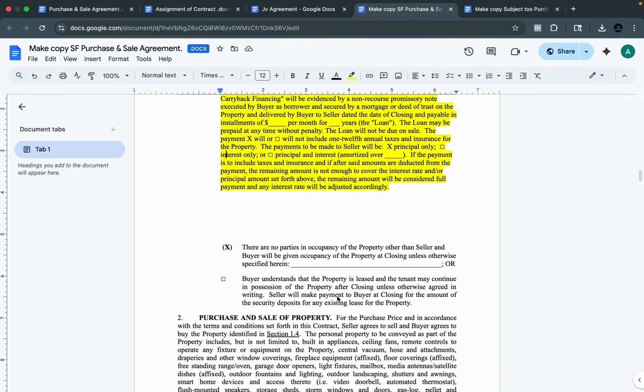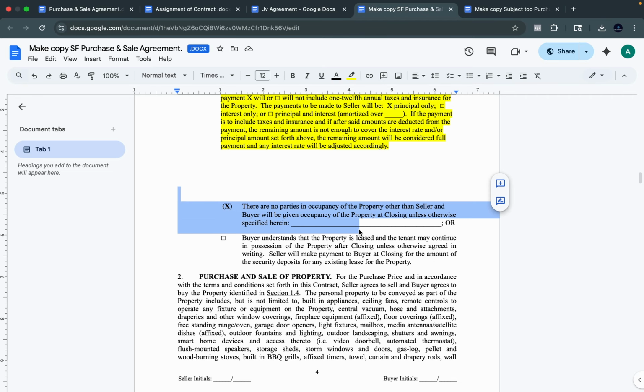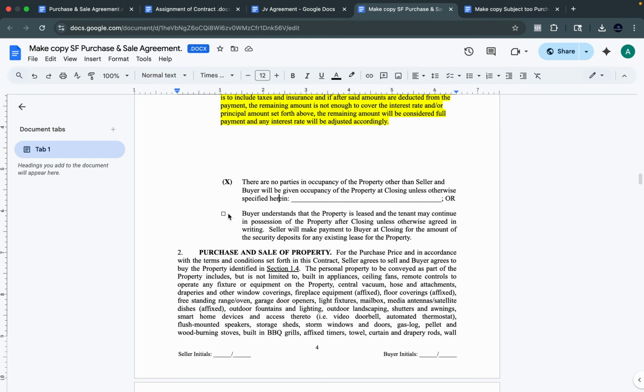But yeah, we keep going a little bit lower. Again, understand why this box is X'd. This just basically states that the property is vacant. If there is a tenant in there and they're requiring a lease back, you'll just mark this. Pretty simple.